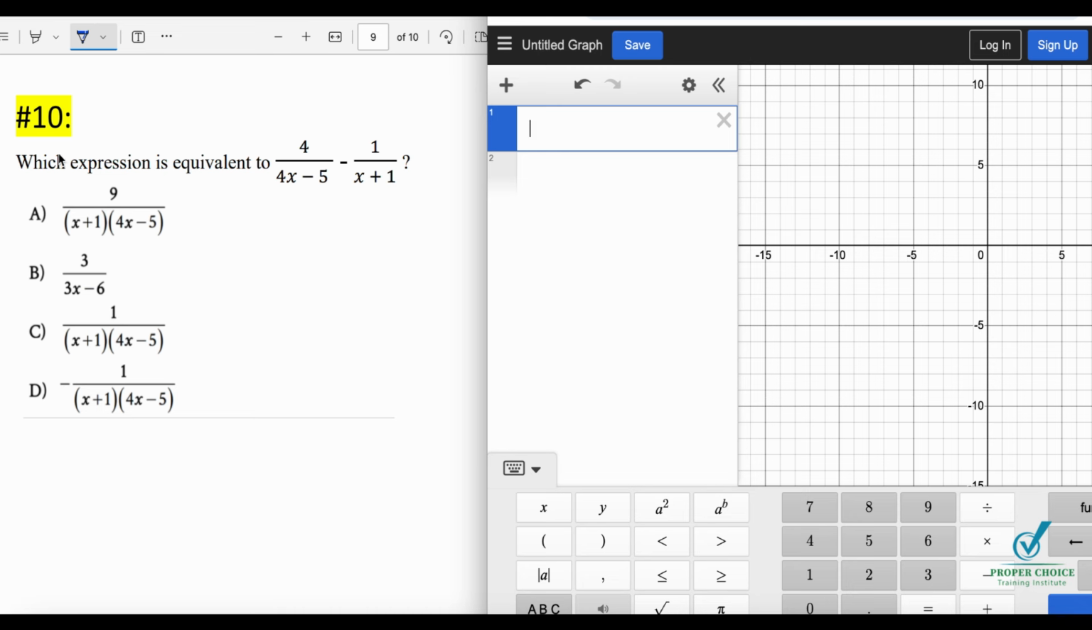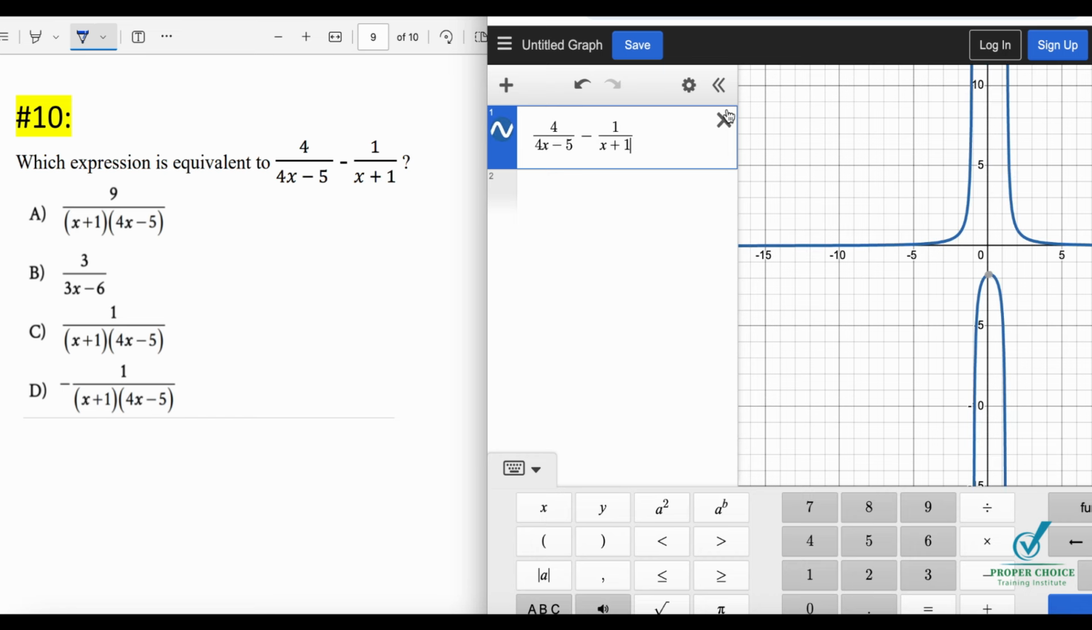Now let's do the last question here. Which expression is equivalent to this weird kind of expression? Whenever they ask which expression is equivalent to, what you're supposed to do is type this expression as it is in DESMOS and check how its graph looks, and type each option in the same way as given. Whichever option's graph matches the original graph, that is the equivalent. So here we can type it as 4 by 4x minus 5, just the way it is, minus 1 divided by x plus 1.